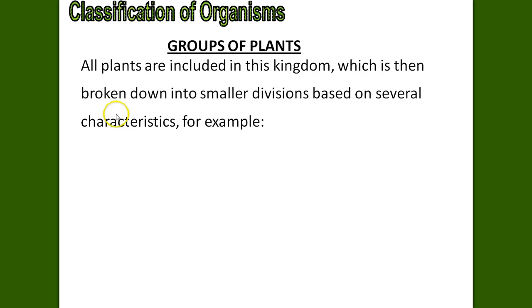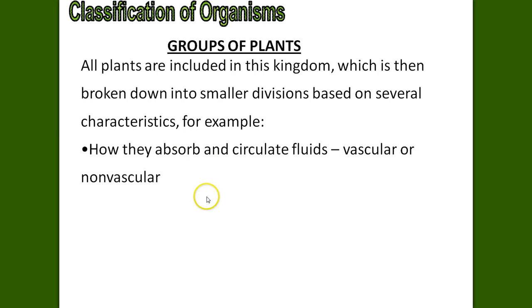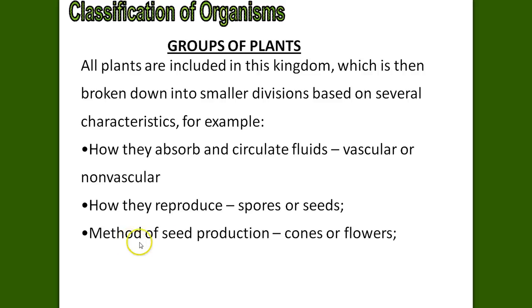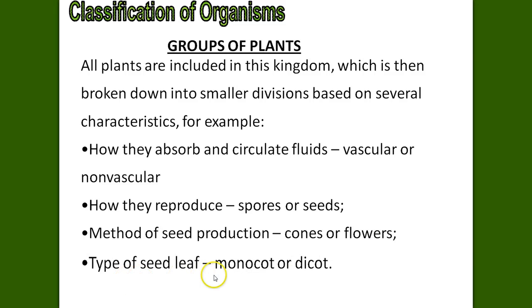Groups of plants. All plants are included in this kingdom, which is then broken down into smaller divisions based on several characteristics. For example, how do they absorb and circulate fluids? In other words, are they vascular or non-vascular? How do they reproduce? Is it spores or is it seeds? The method of seed production: is it in cones or is it in a flower? Type of seed leaf: is it monocot or is it dicot?